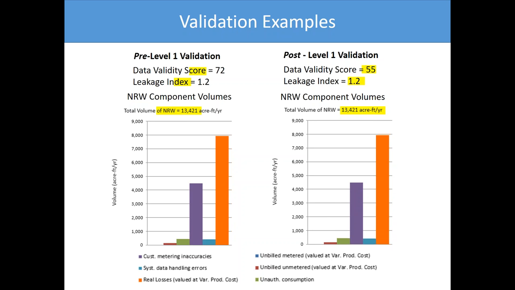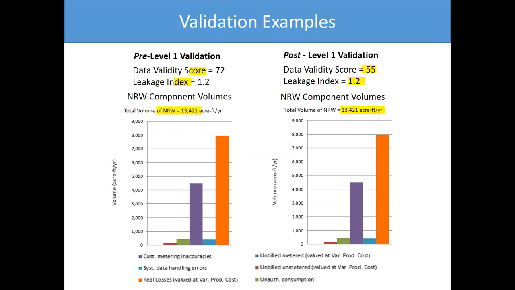But what did the validation conversation unveil? Well, similar to the last example, we've got a decrease in data validity score. I won't harp on specifics of what those decisions were, but it's worth noting a typical example here where pre-validation, a utility fills out the audit and is deriving volumes the way they always have, talking to their treatment plant supervisor about summary totals from the year, talking to their finance team about what billed volumes occurred for the year for their authorized consumption, and filling all of those in the audit.